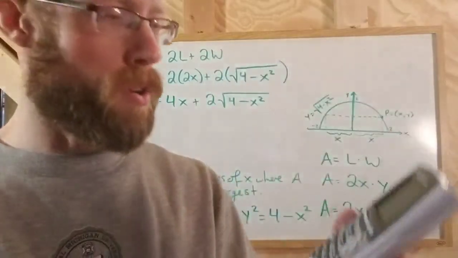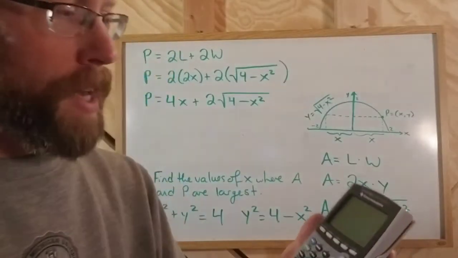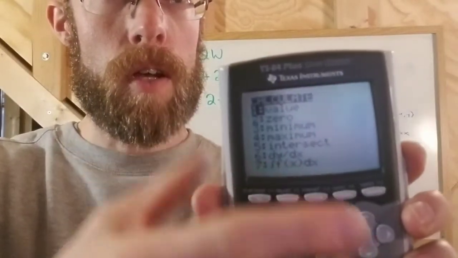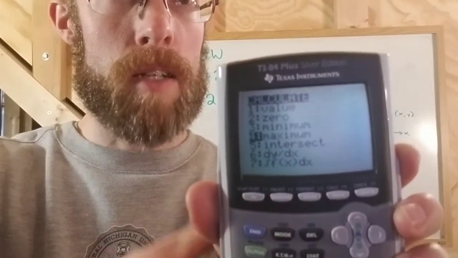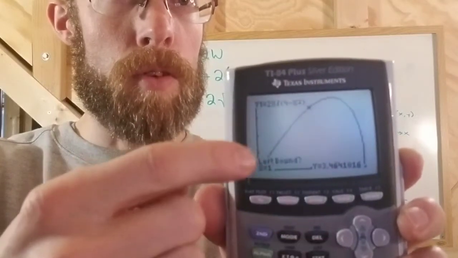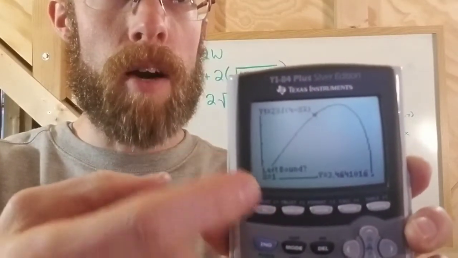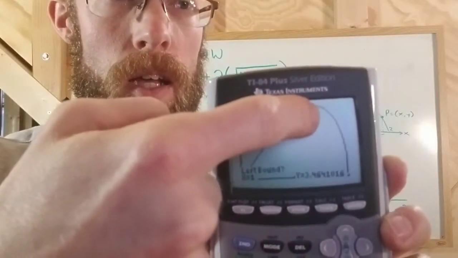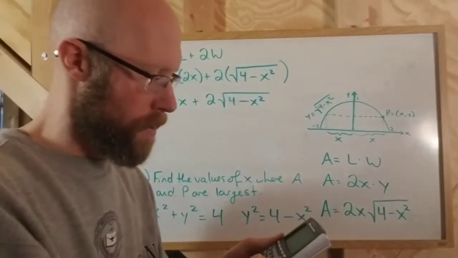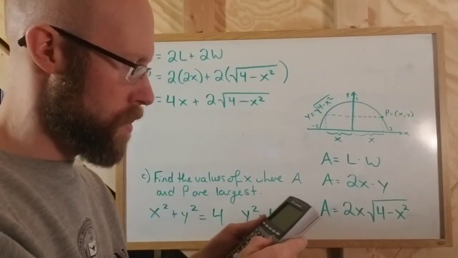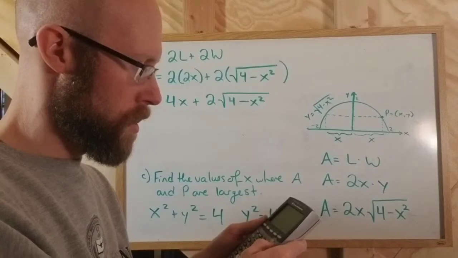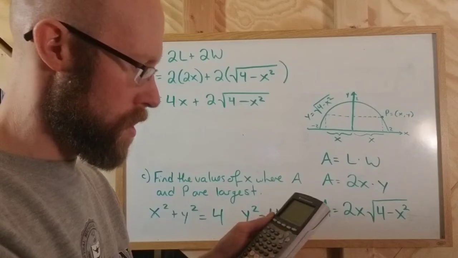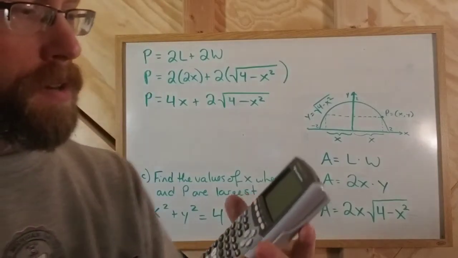Okay? And so to find that maximum, I'm going to go to second, calculate. Okay, go to my calculate menu, and then I'm going to go down to maximum. And remember, it's going to ask for a left bound, a right bound, and a guess. So I just need to make sure I click on the left, then click on the right, and then put a guess in there. So I'll do that. Left. And scrolling. There's right. And back toward the center. There's a guess. There it is.